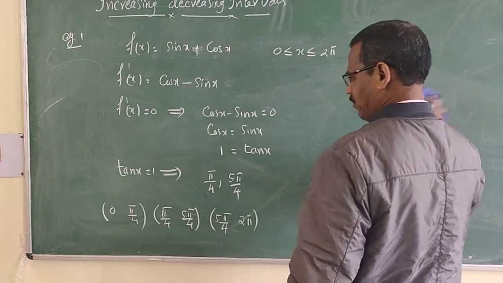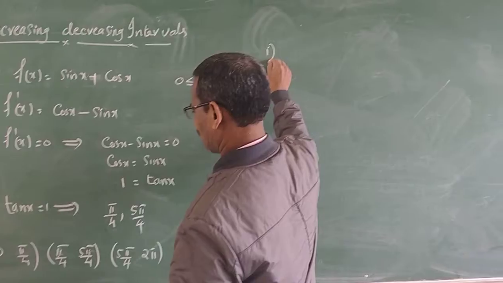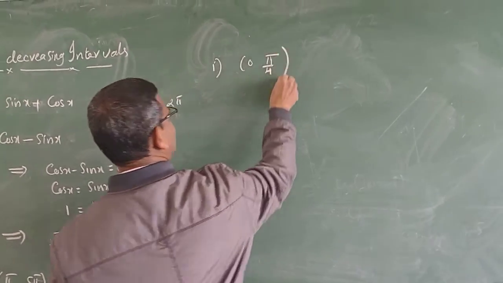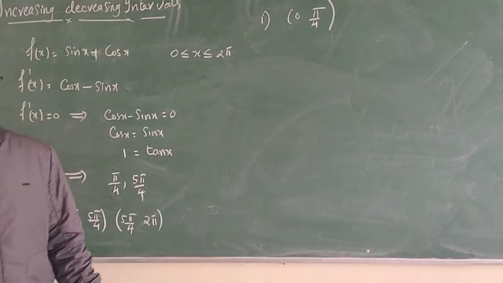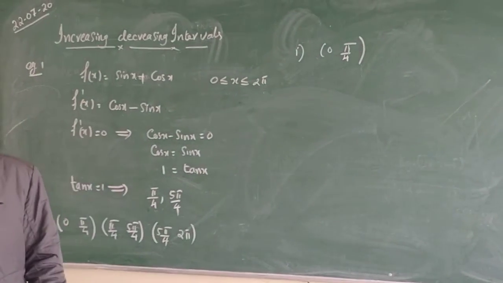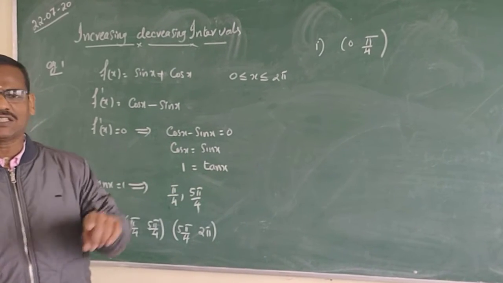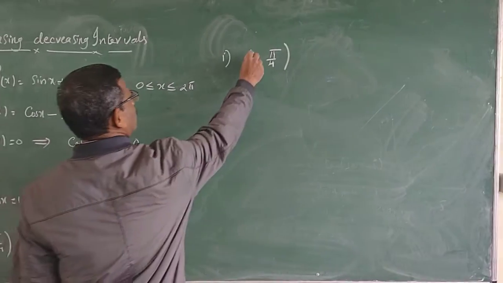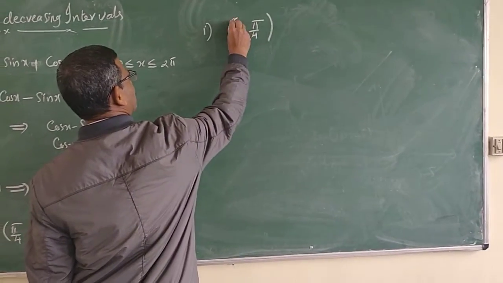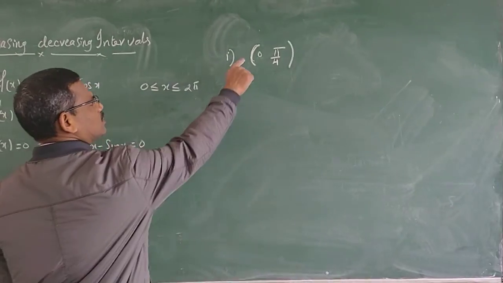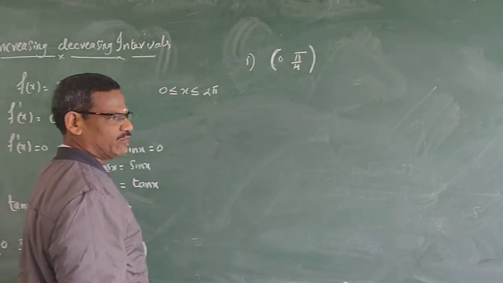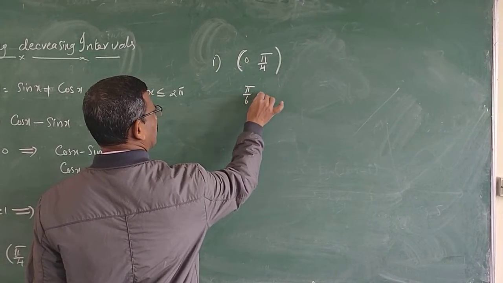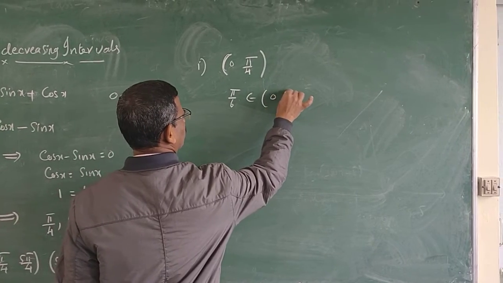So we will go one by one. Let us take the first one, 0 to pi by 4. We have to check whether this interval is an increasing interval or decreasing interval. Now we know that for an increasing interval, dy by dx should be positive, and for a decreasing interval, dy by dx should be negative. So for that, we take a point of this interval 0 to pi by 4. Pi by 4 is 45 degrees, so 30 degrees can be taken. 30 degrees means pi by 6. So pi by 6 belongs to 0 to pi by 4.